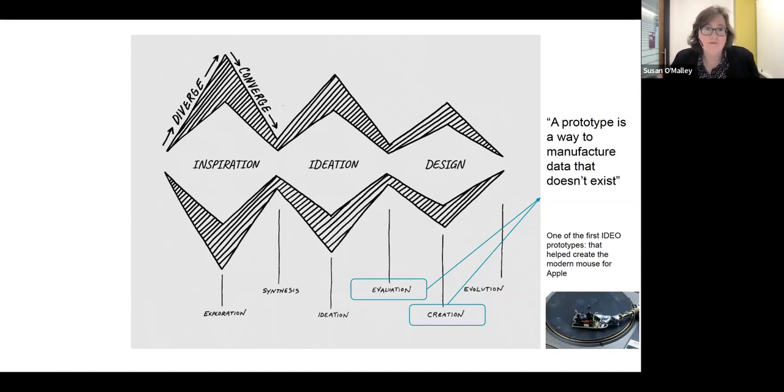He says, think of a prototype. It's a way to manufacture data that doesn't exist, right? Every prototype should be doing something, telling you something. If you do have good data from before and that's enough, maybe you don't need a prototype. But often when you're doing a prototype, it's because you don't know something or you need to learn something.